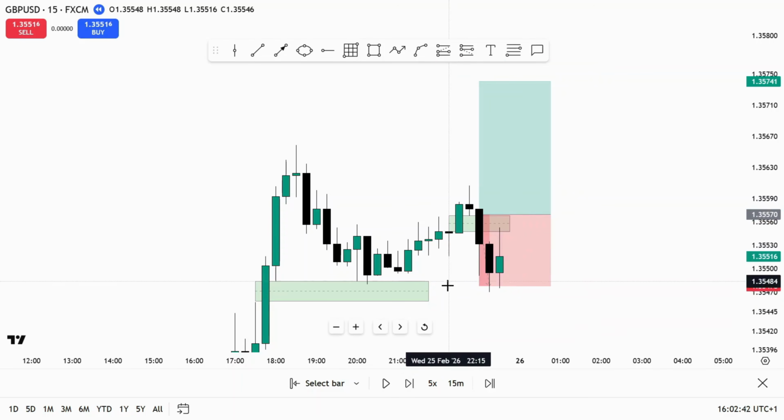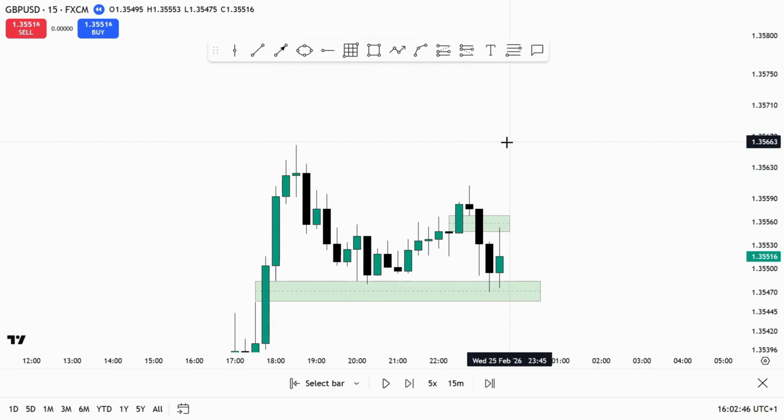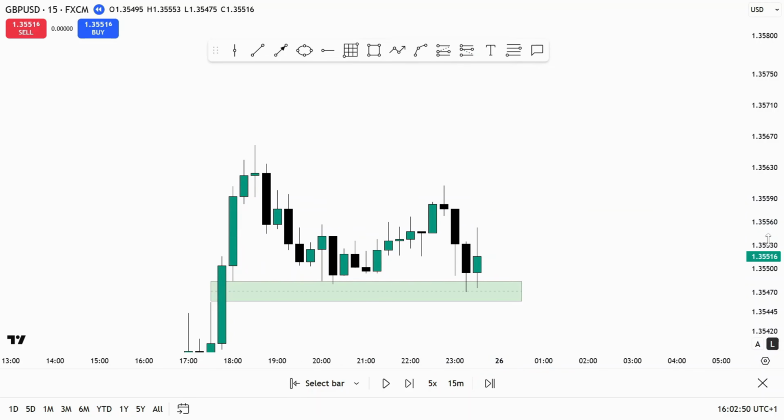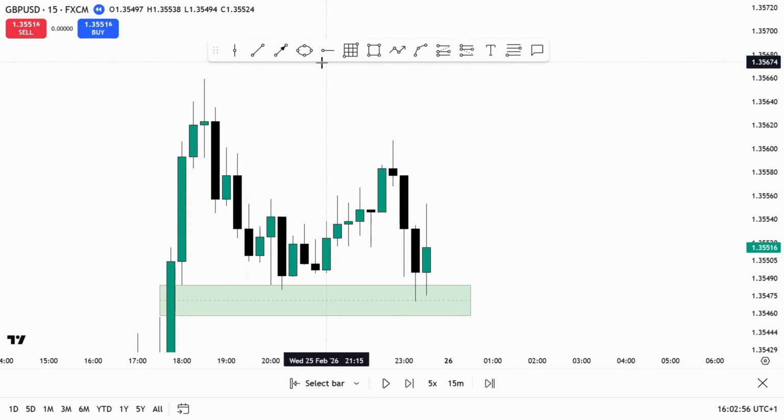So here you can just clearly see the price took them out. And this shows us the price actually induced traders to get into this position. It's not like price doesn't want to push to the upside, but it's just that price has actually created a fake move first to induce traders to get into this first trade, and now they have gotten stopped out, so we should be expecting the main move soon.